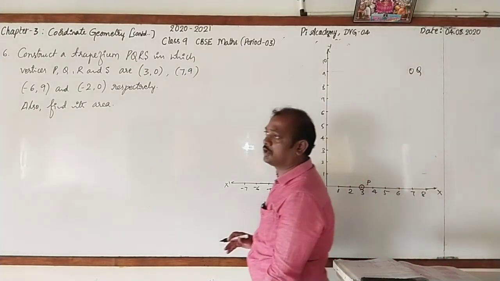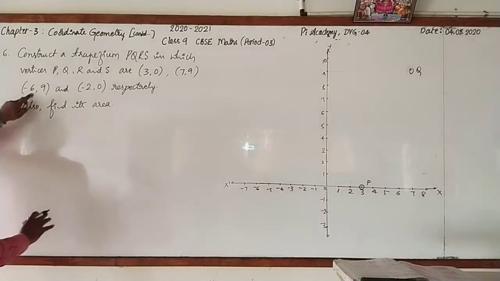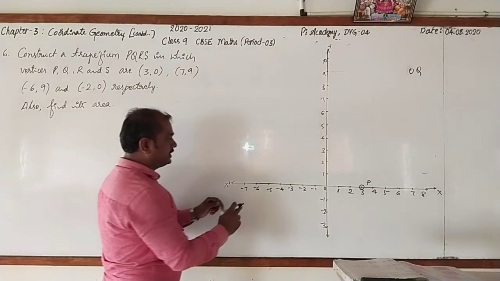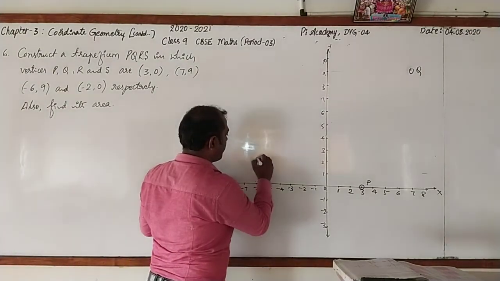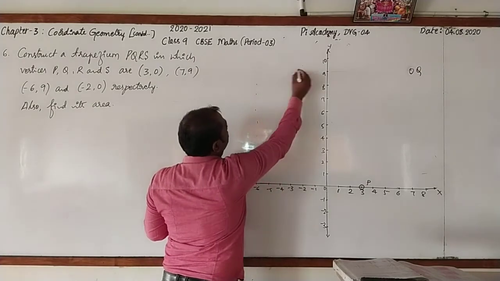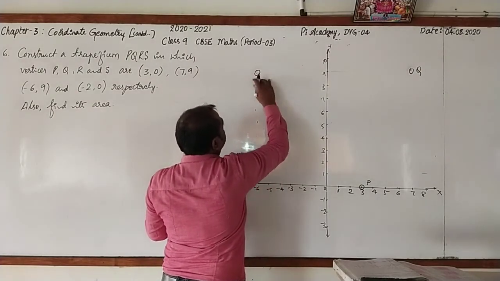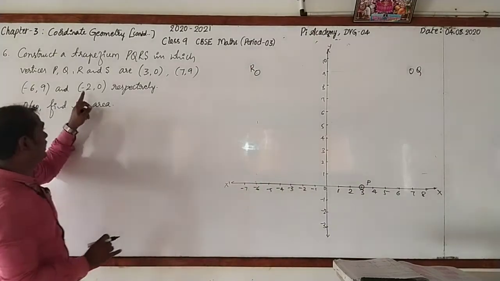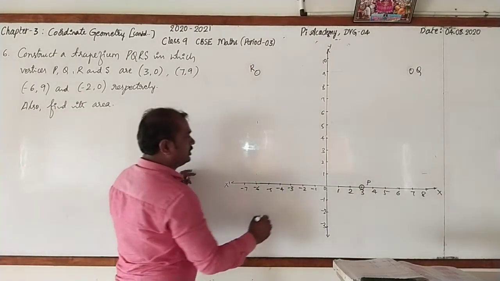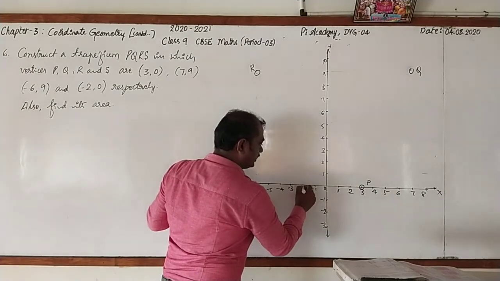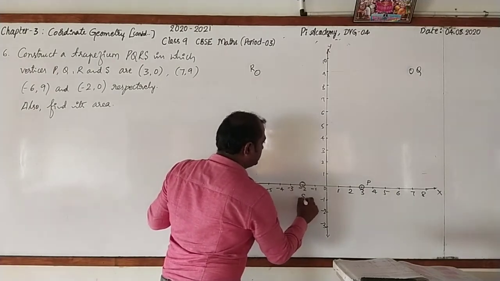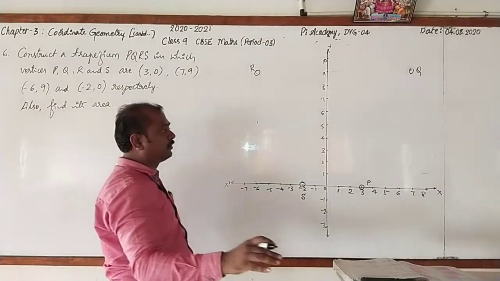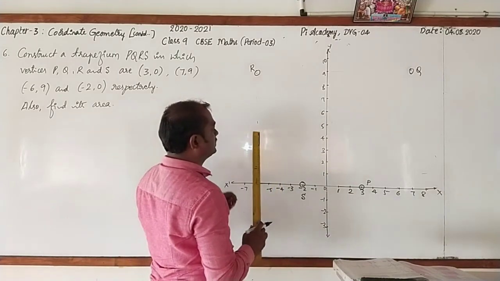Next R. Minus 6, 9. When x is minus 6 and y will be 9. It is R. Next S is minus 2, 0. X is minus 2, 0. It is S. Now let us go for joining these points.